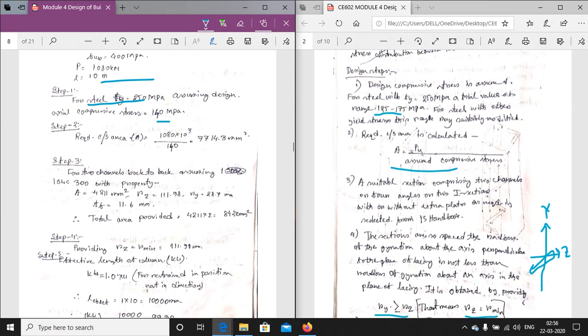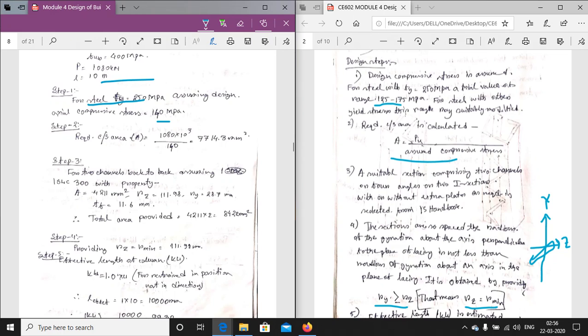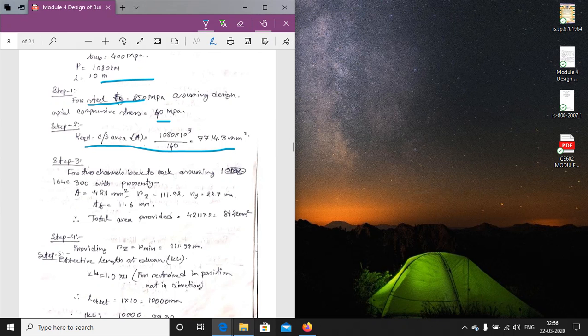Okay, then step 2 is required cross sectional area is calculated. So we are calculating required cross sectional area will be 7714.3 millimeter square. Now from the IS handbook, let us take a section comprising of two channels so that the total cross sectional area is greater than or equal to 7714. Let us take a section.